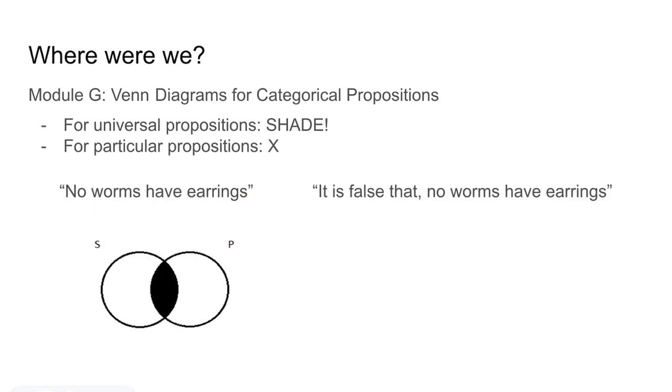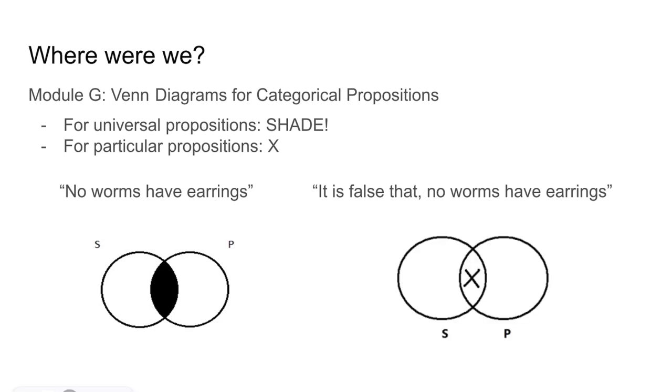Let's continue. It is false that no worms have earrings. Okay, let's look at this traditionally. That may look a little something like this. It is false that no worms have earrings. That implies that there are worms that have earrings. So we would put a little X there. If you're feeling a little crazy, we would put a little X there, okay?